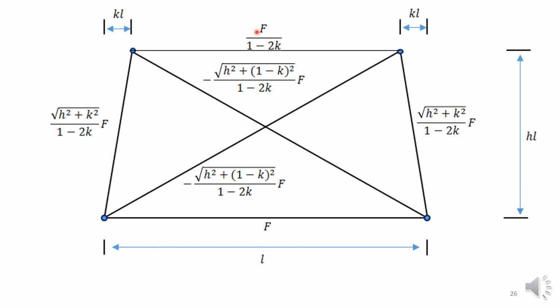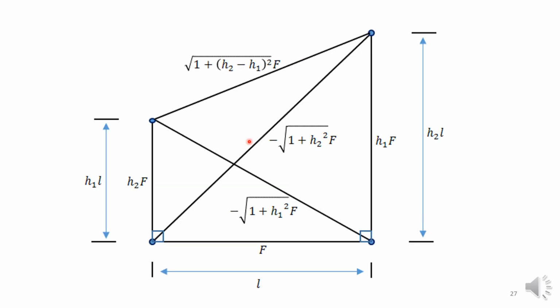Positive indicates compression and negative indicates tension. But of course, the F here could also be positive or negative. So for a negative F, the signs will change. As you change the sign of F, the member will change from either compression to tension or vice versa.